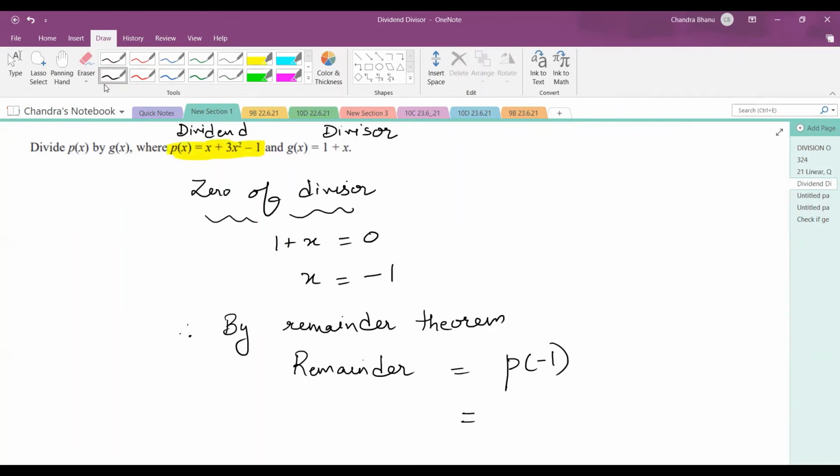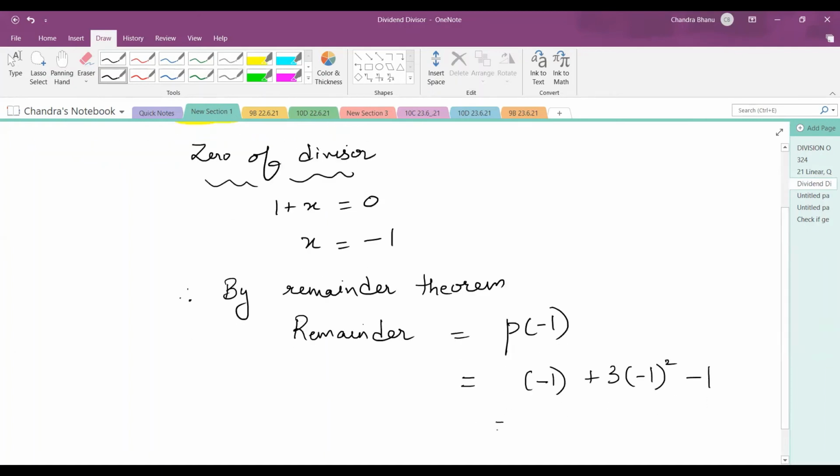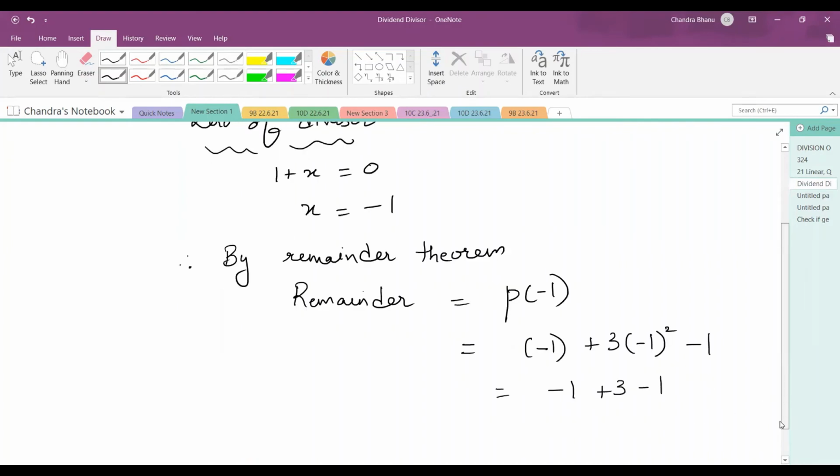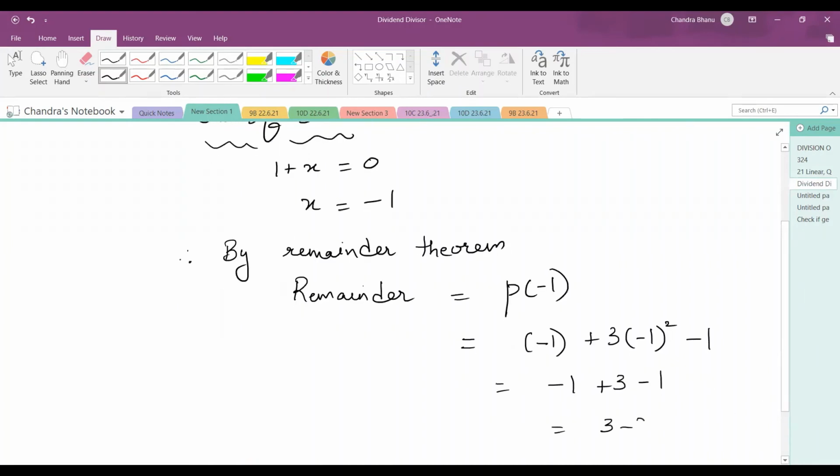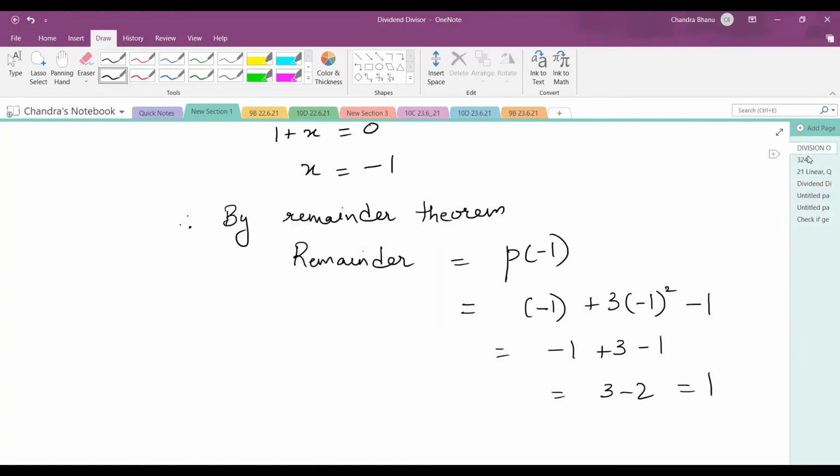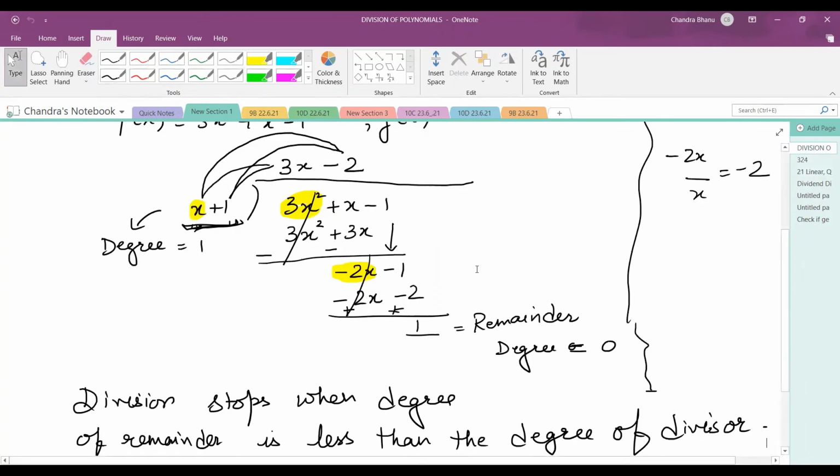So instead of x everywhere, I'm going to put in minus 1. So minus 1 plus 3 minus 1 square minus 1. So it is minus 1 plus 3 minus 1. So your answer is 3 minus 2, equal to 1. So you can see here that we did the same division and the remainder was 1. Can you see here?